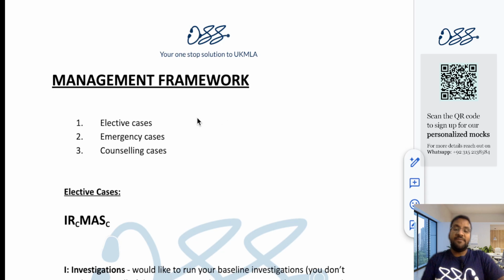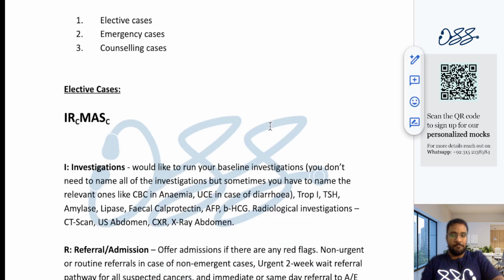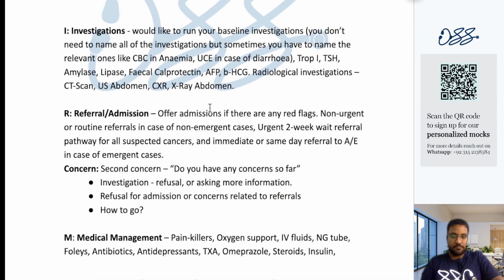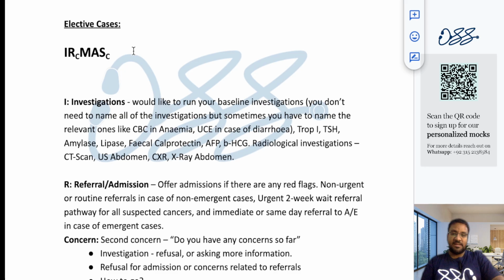Okay, so I've divided the management into three parts. The first is the elective cases, okay, which is the non-emergent cases, in which there is no urgency. Okay, then there is emergency cases. Okay, so there is a way to go about it in the emergency cases. Okay, and then the counseling cases. Okay, so there are three different types of frameworks that you need to have in your mind. All right, and I'll just begin each of them one by one. All right, let's discuss the elective cases.